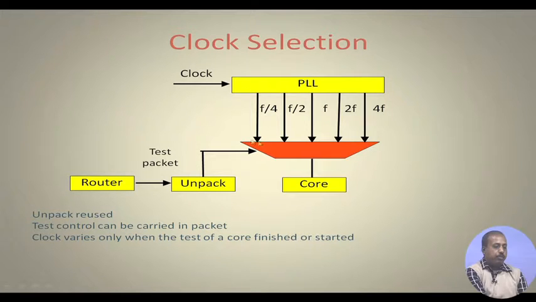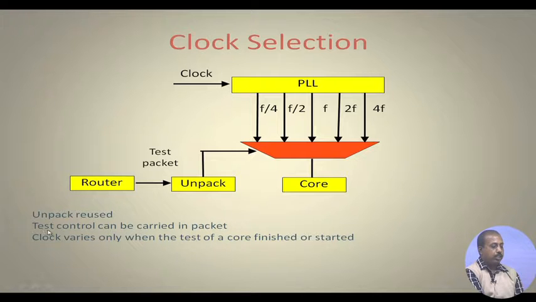In general, the network interface module is unpacking a packet, forming the message and giving it to the core. The same network interface unpacking submodule can be used to identify, for the test packet, the frequency part, and it can be used to feed this multiplexer to select the frequency of operation for this core test. So, unpack is reused, and test control can be carried in the packet.